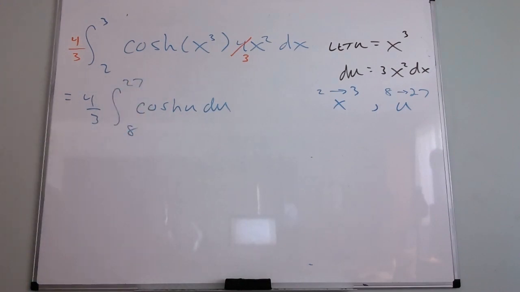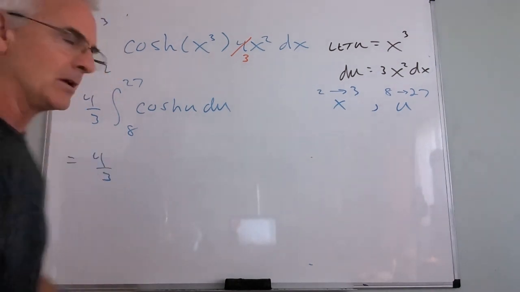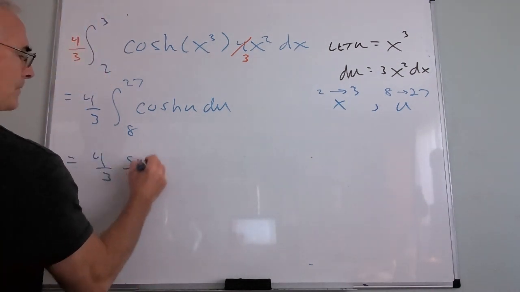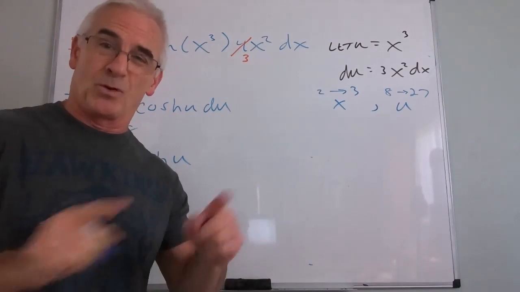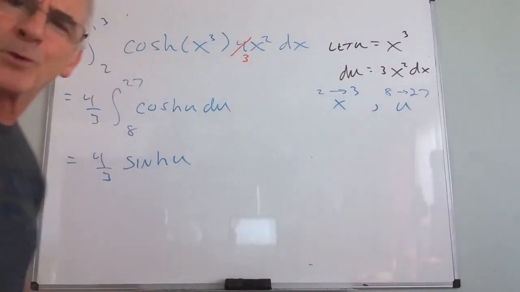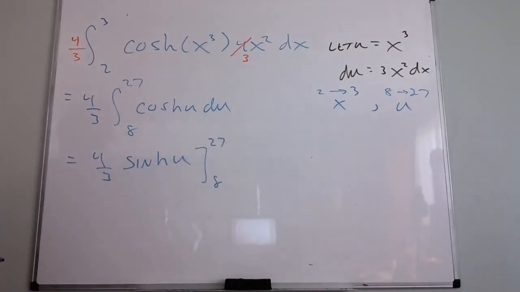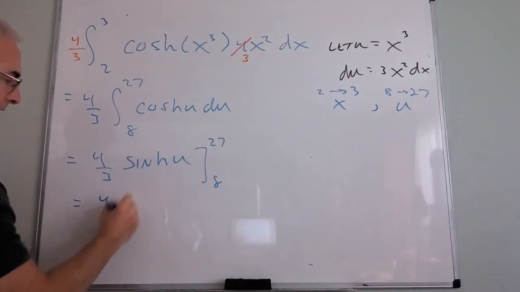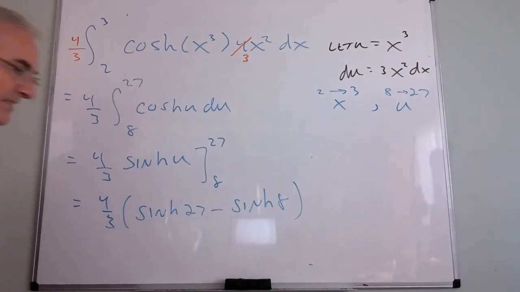Now, when I walk in the room and I see this problem, there's nothing about this that's scary. So my answer is 4/3 times, is it positive or negative? Positive hyperbolic sine. With hyperbolic sine and cosine, both antiderivatives and both derivatives are positive. With regular sine and cosine, there's a negative in there somewhere, but with hyperbolics there's no negative. I like that. So I have 4/3 times the hyperbolic sine of 27 minus the hyperbolic sine of 8. That's it. I do not need to do anything else.